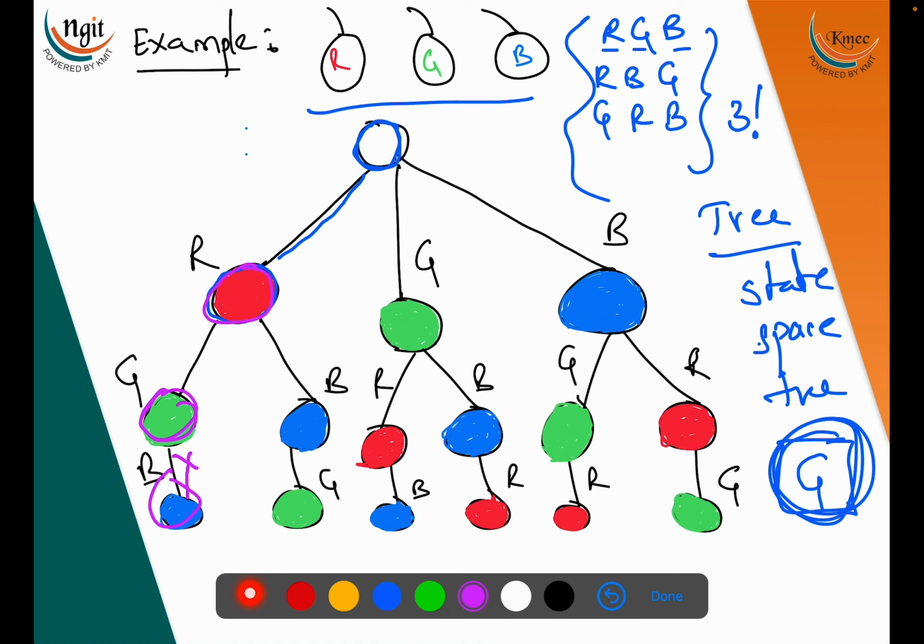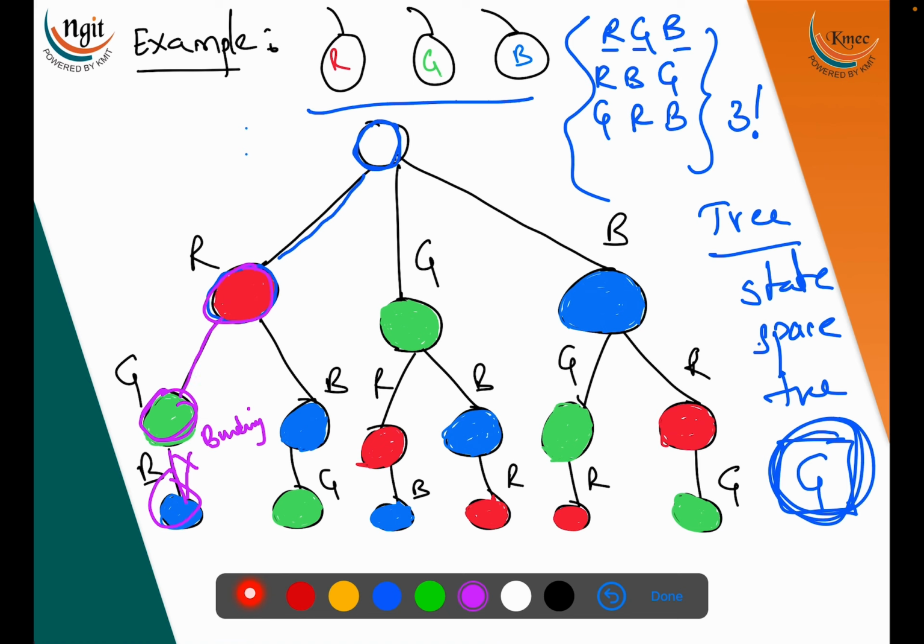We will kill this node using the bounding function. What is a bounding function? A bounding function is a function where, if a node doesn't satisfy the given constraint, then we will not expand that node. To elaborate, we'll kill that node. So as far as the bounding function is concerned, we will just kill the node and go back.